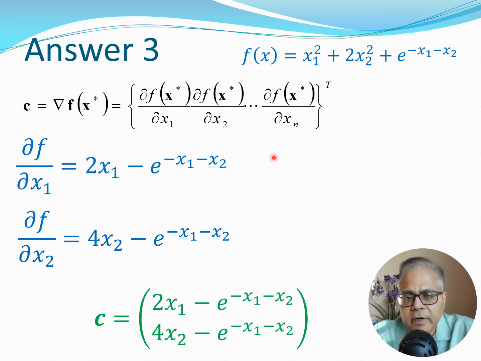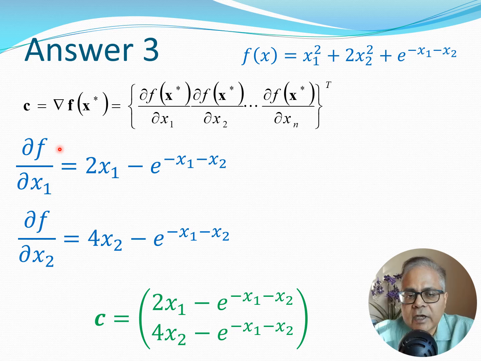Now the gradient vector of a function is given as follows. If we denote it by c, then it involves the partial derivatives of the function f with respect to x1, x2, all the way to xn, and then you have to take the transpose of this. So let's try to find the partial derivatives of this function first. This function involves two variables, x1 and x2.